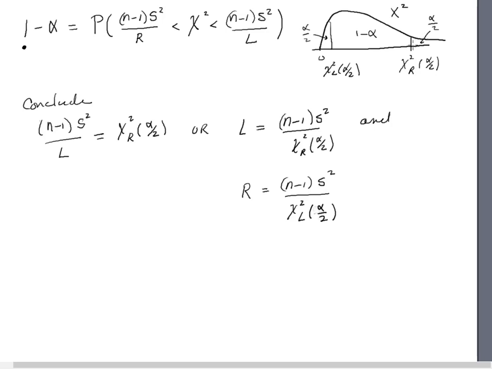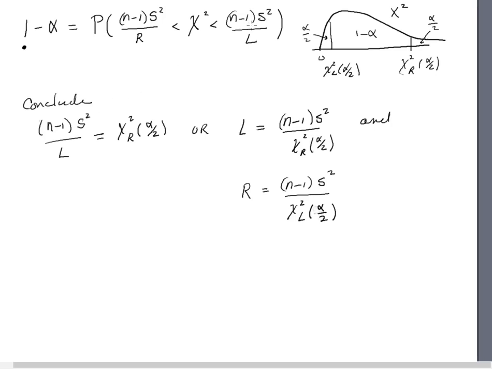There's only one place that can do that. If I would move this boundary to the left, the area in the upper tail would be more than alpha by 2. If I would move it to the right, the area would be less than alpha by 2. So this value is unique. This value, however, is the same as this value. These two have the same property. They both separate an alpha by 2 in the upper tail from the rest of the distribution.